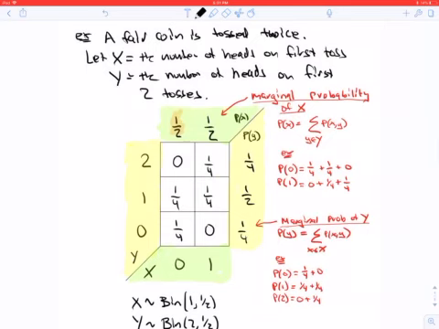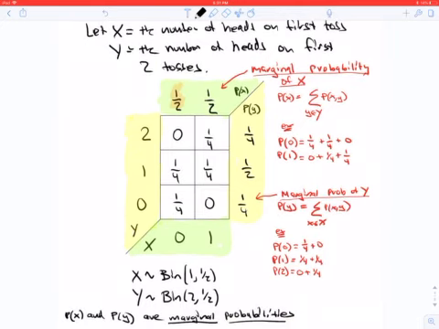So another example, a fair coin is tossed twice. Let x be the number of heads on the first toss, y the number of heads on the first 2 tosses. Clearly x and y are dependent here. We can write out the joint distribution as a table now, where I've written the values of x on the bottom increasing, the values of y on the side increasing from bottom to top.